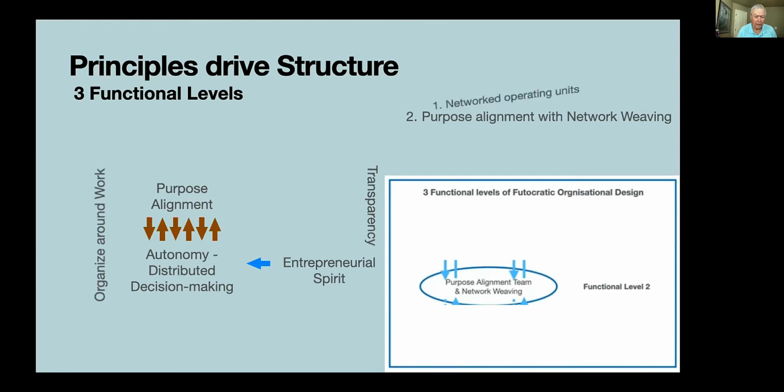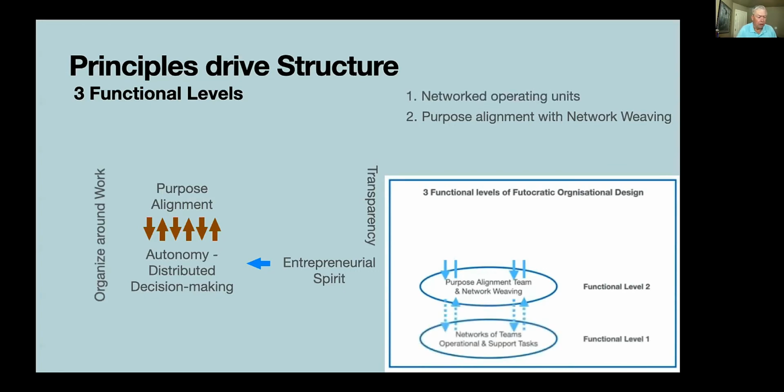Connected to that then is the individual network of teams.